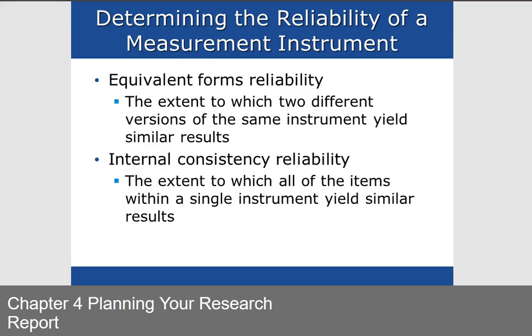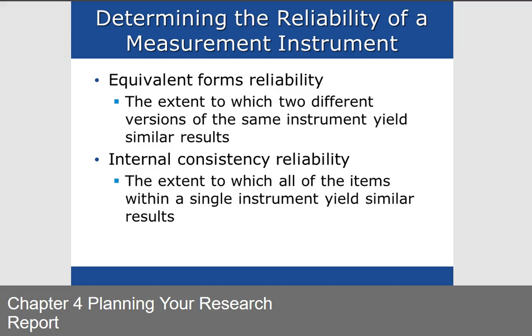We can also look at equivalent forms reliability. It's the extent to which two different versions of the same instrument yield similar results. So let's say we have form A and form B. Well, they're both measuring anxiety, and we want to make sure that they're doing so reliably. So we measure those two forms against each other and then evaluate the extent to which we have similar results.